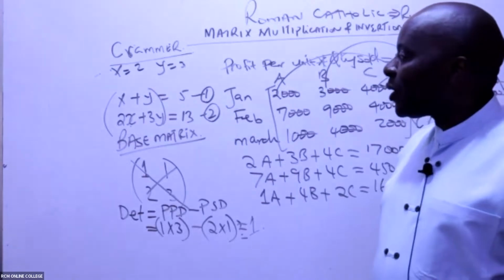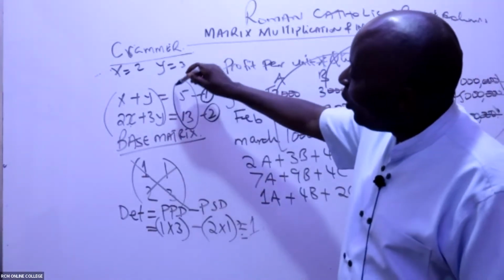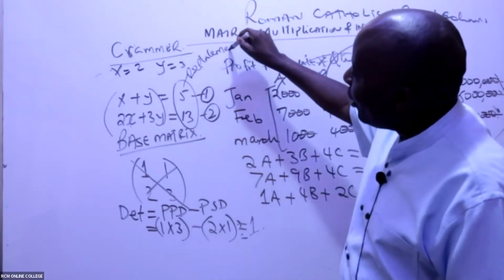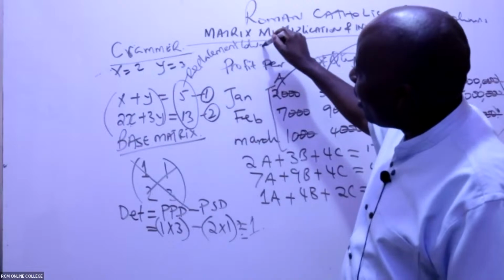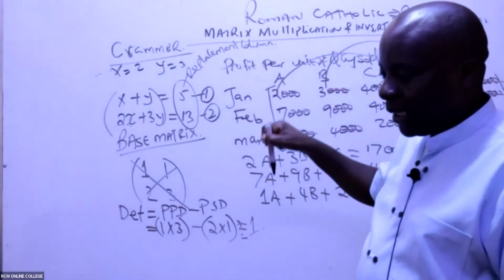Under Cramer's rule, these particular figures that you have here, we normally call them replacement. So this is the replacement column. That is what Cramer called them.